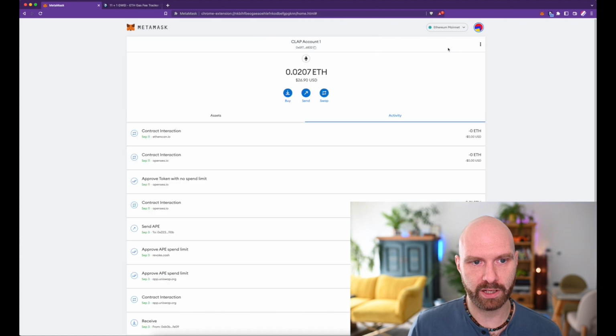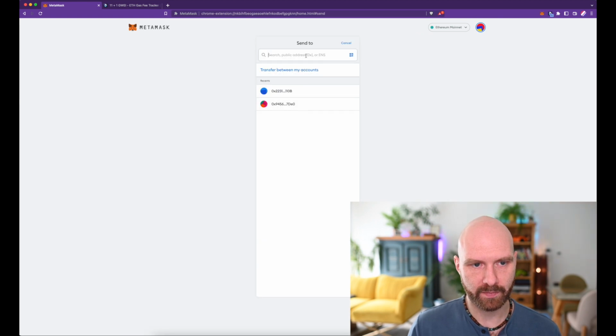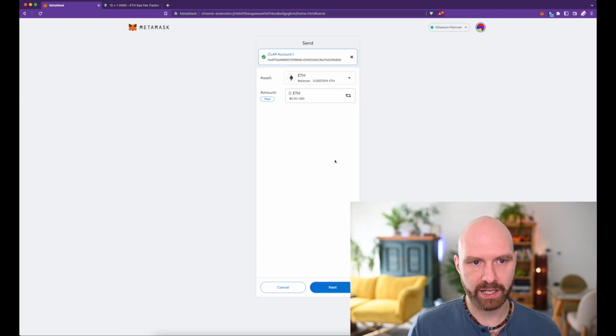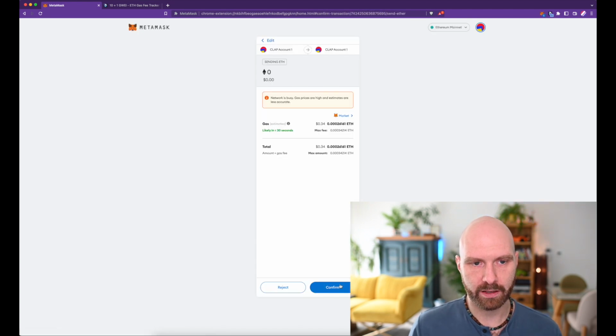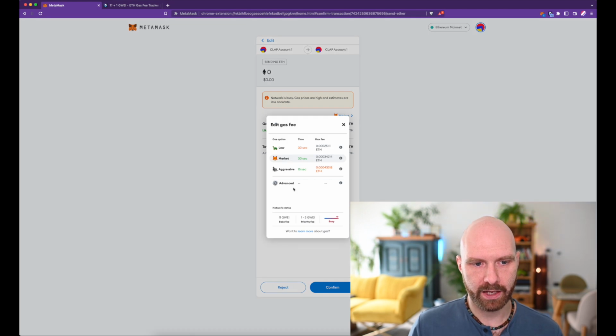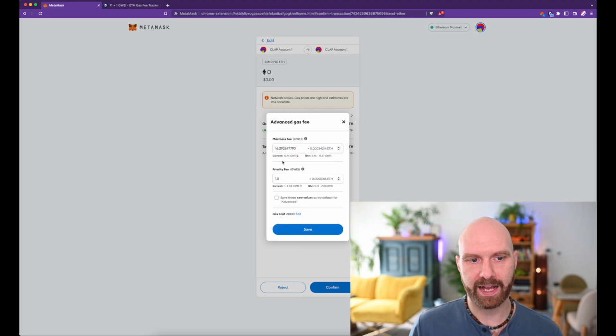So for example, if I come out of it, I could just copy my own account, click send, enter this account number here, send 0 ETH. And then here under market, I can go to advanced, and here I can actually play with those settings. As you can see, I can input a specific maximum base fee and priority fee.